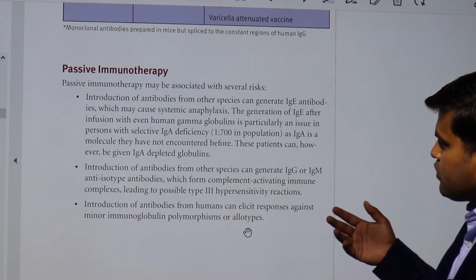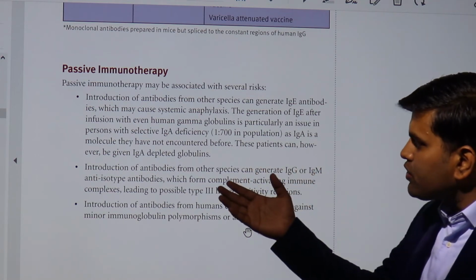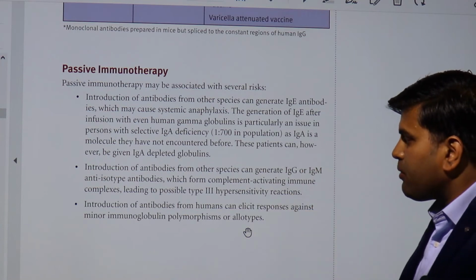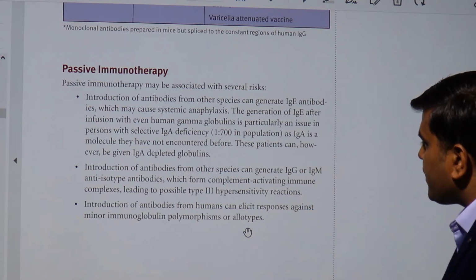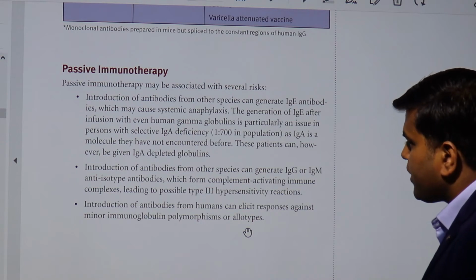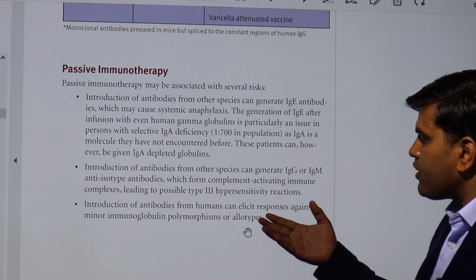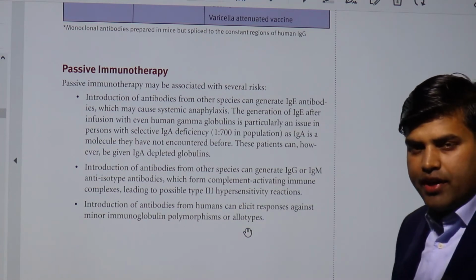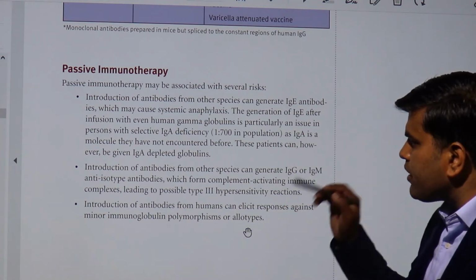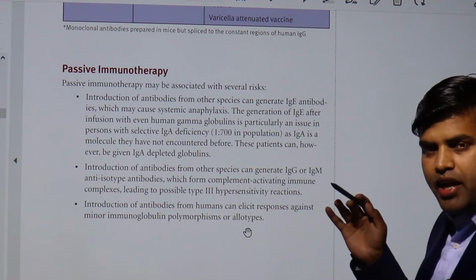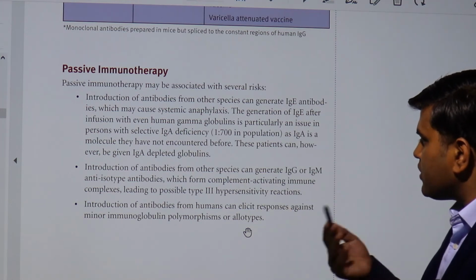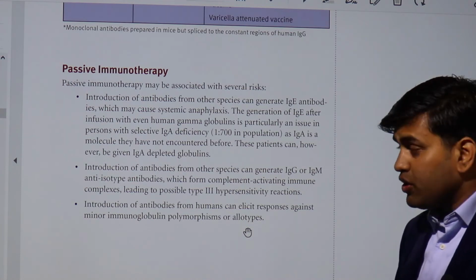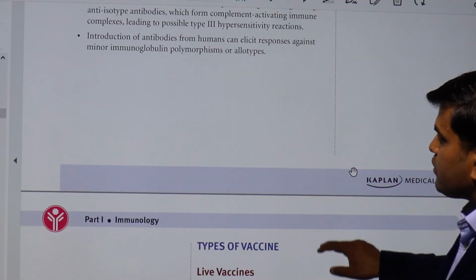Okay, so introduction of antibodies from other species can generate IgG or IgM anti-isotype antibodies, which form complement activating immune complex, leading to a possible type 3 hypersensitivity reaction. Introduction of antibodies from human can elicit response against minor immunoglobulin polymorphism or allotype. So if the antibody is given from another person, there will be an antigen antibody reaction, and that will cause complement activation and may lead to type 3 hypersensitivity reaction. So that is also an issue of your passive immunotherapy.